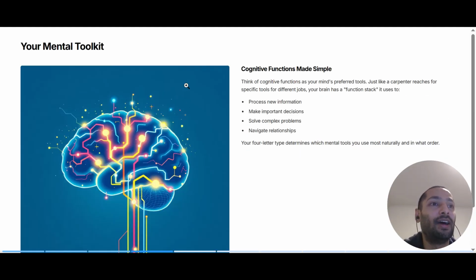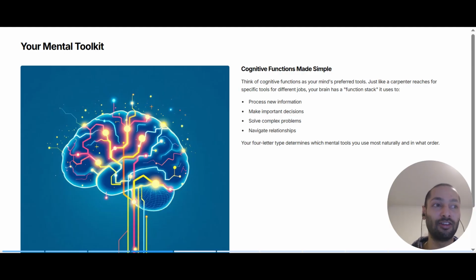Okay, so next part, the cognitive functions made simple. So think of the cognitive functions as your mind's preferred tools. Just like a carpenter reaches for specific tools for different jobs, your brain has a function stack it uses to process new information, make important decisions, solve complex problems, and navigate relationships. So your four-letter type determines which mental tools you use most naturally and in what order. It also determines which tools you don't have as well.